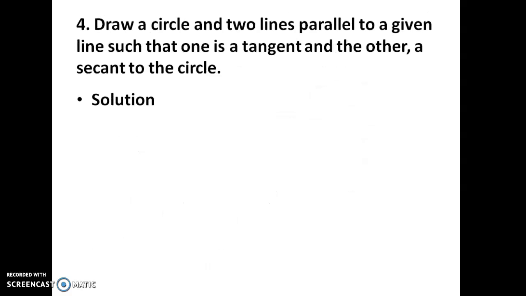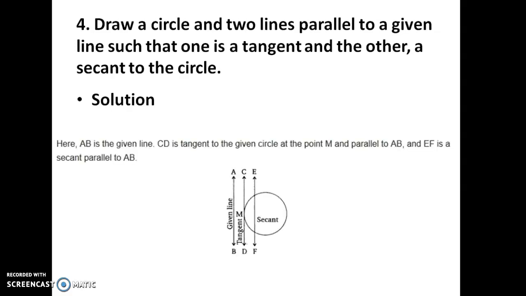Draw a circle and two lines parallel to a given line, such that one is a tangent and the other a secant to the circle. So this is the given line you can take. AB is the given line, CD is the tangent parallel to the given line, and its point of contact is M. Then EF is the secant parallel to AB. Secant means it will cross the circle at two points. That's the difference between tangent and secant.